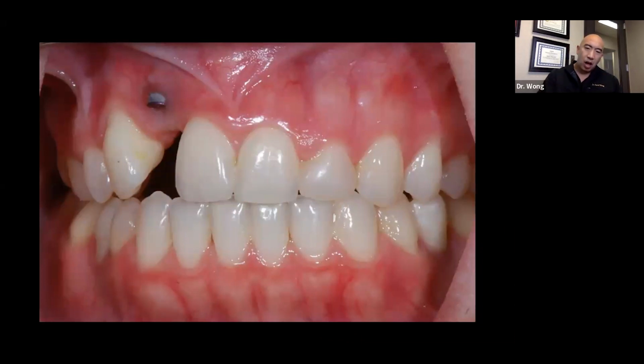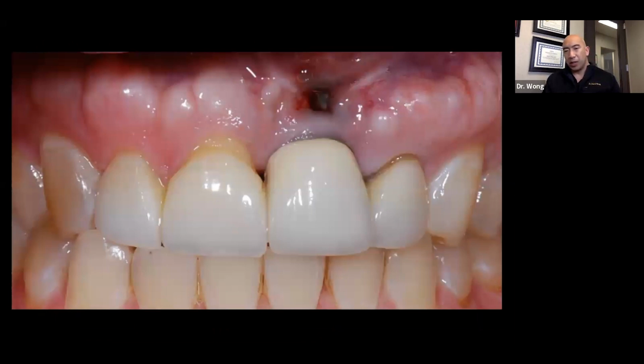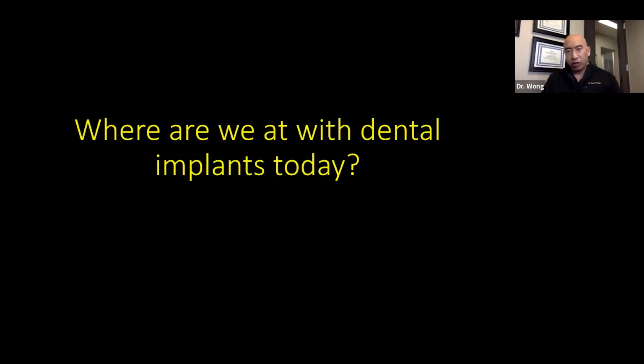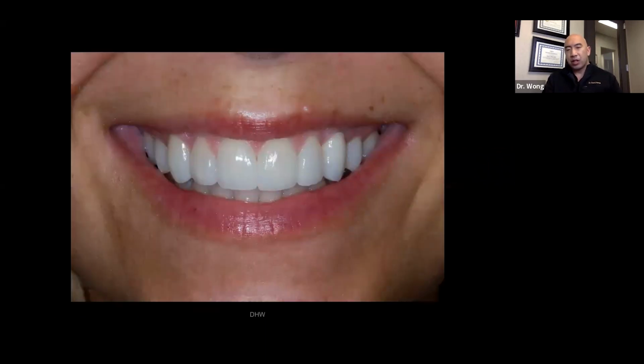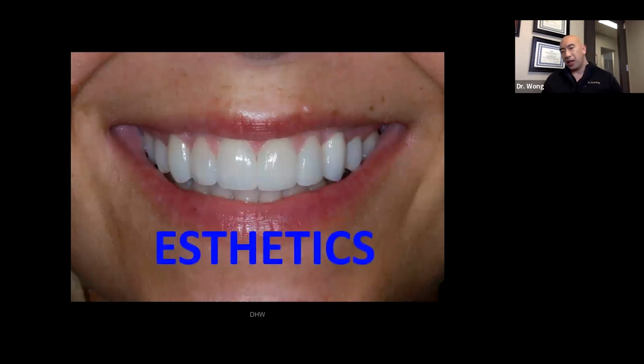So let's talk a little bit about implant site preparation today. That's really kind of where we're going to go. And the purpose of all that is, whenever we place our implants in the aesthetic zone, we want them to be as aesthetically pleasing as possible. And that's kind of the goal here.